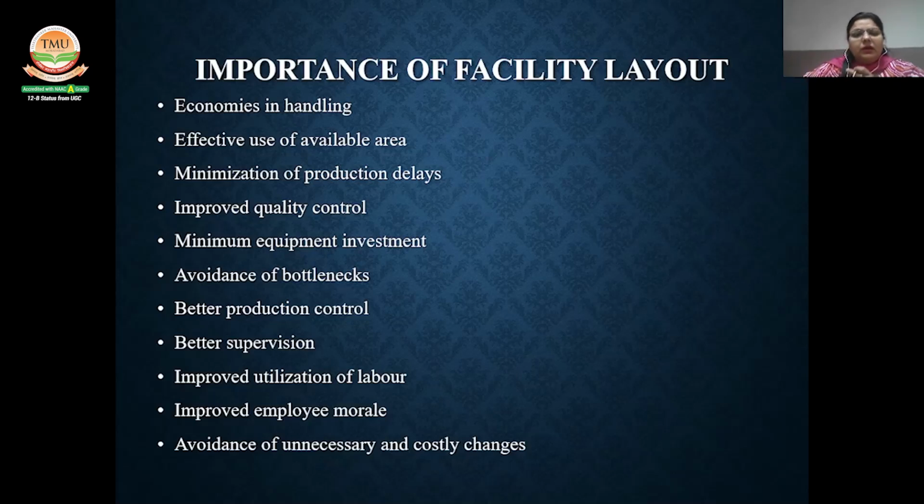If the bottleneck means when things are stuck at a particular place, or we have stopped the things, so we have to avoid the bottlenecks. Next is better production control. So basically, we have to produce in a limited time, or maximum production in some time, or a particular time has been given for a production. So we have to complete in that particular time.